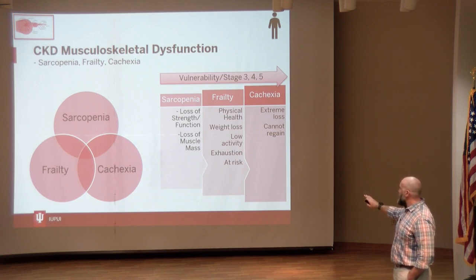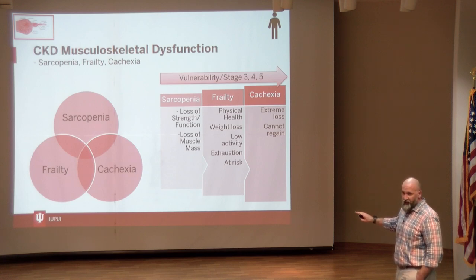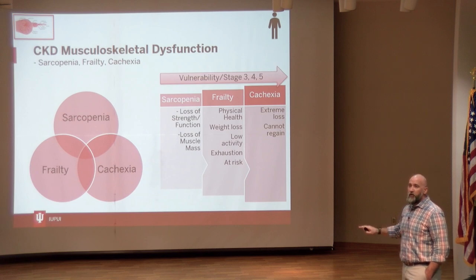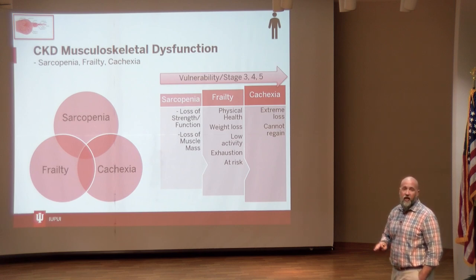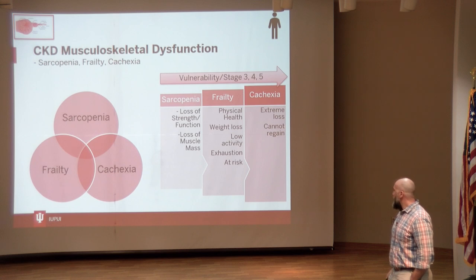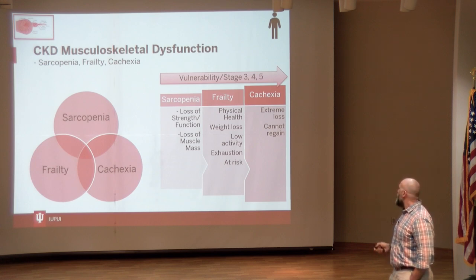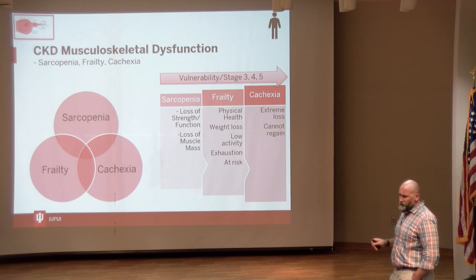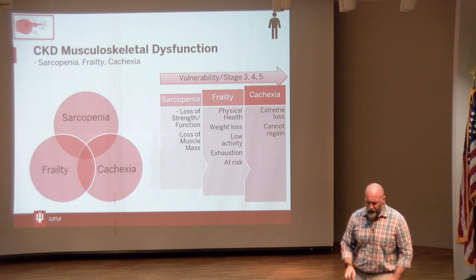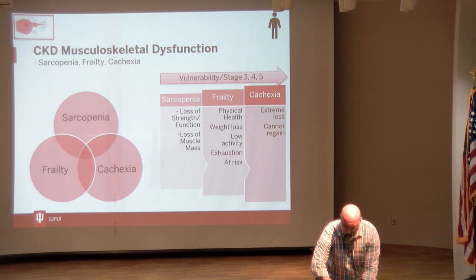So sarcopenia is the loss of strength and function as well as the loss of muscle mass. Not really clear if the atrophy part is happening in CKD. We're pretty clear that function is being impaired, not so clear on whether or not atrophy is. So they may have a condition that is more dynapenia versus sarcopenia. So dynapenia is only the impairment of function without that loss of muscle mass. Or they may have constructs of frailty. Cachexia is typically not seen as much in CKD. They don't have the extreme that you would see with cancer cachexia.